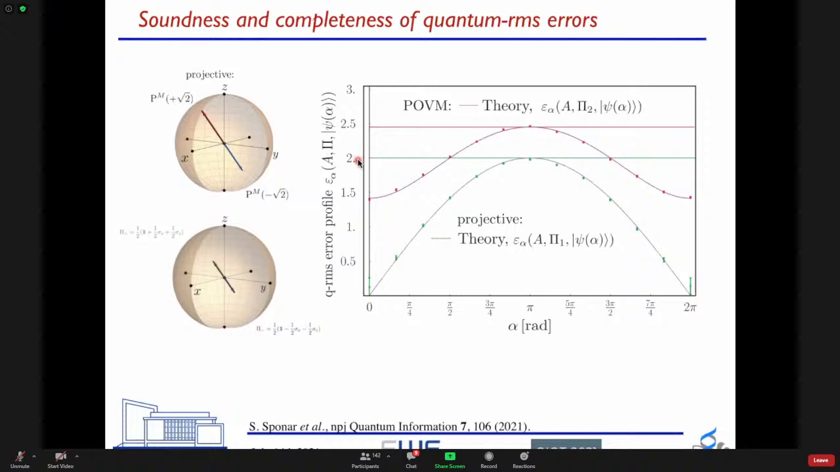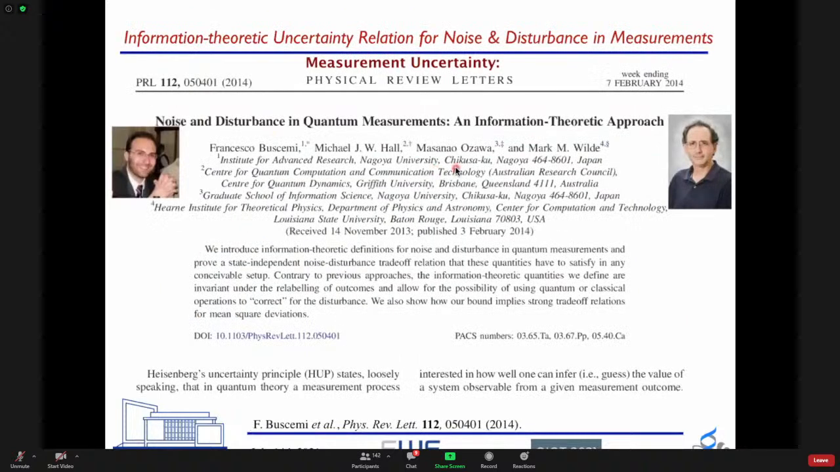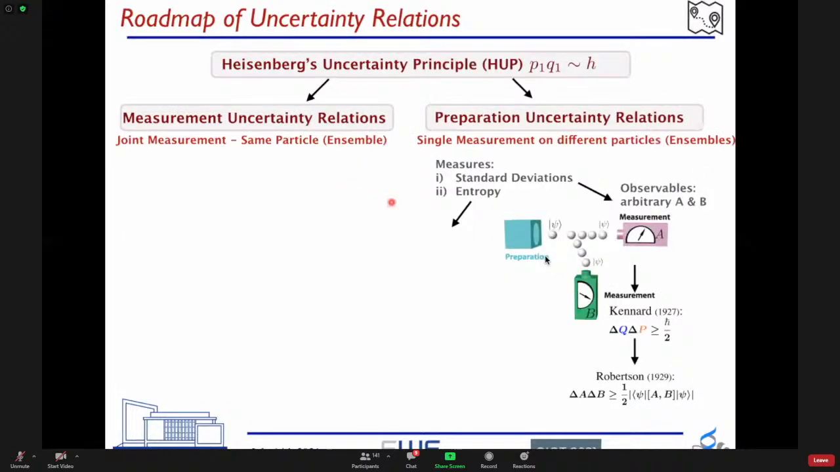Okay, so with this, I would like to move on a little bit to the last chapter of my talk. Namely, now we take a look at a different error measure, namely a so-called entropic or information theoretic error measure, which was introduced by Buscemi in 2014. And the motivation again is the same.